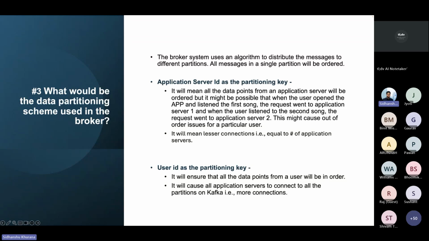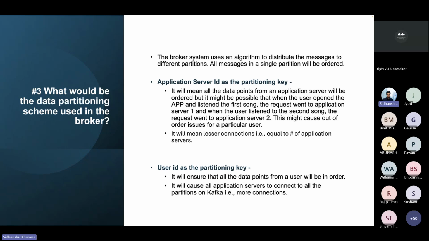So what kind of data partitioning scheme will we be using in Apache Kafka? The broker system uses an algorithm to distribute the messages to different partitions. All messages in a single partition will be ordered. So one of the options we have is using the application server as a partitioning key. It will mean that all the data points from an application server will be ordered. And it might be possible that when a user opens the app and listens to their first song, the request goes to application server 1. And when the user listens to the second song, the request goes to application server 2. This might cause out of order issues in terms of messages for a particular user because two different servers are processing two different song requests.